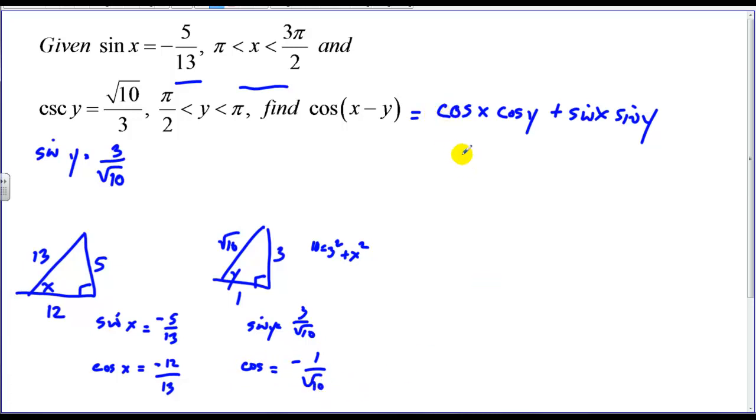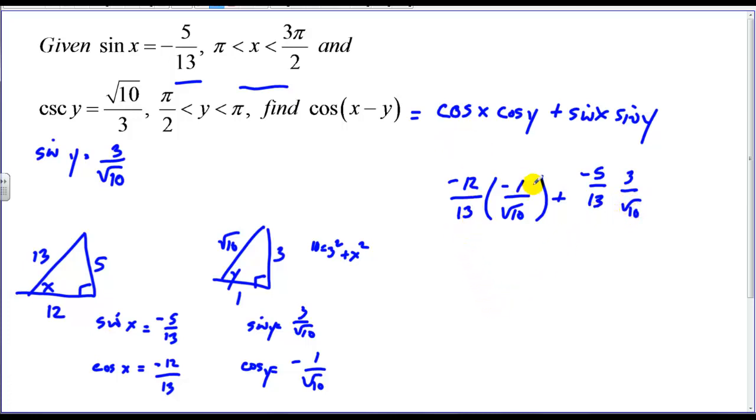And now we plug into this formula. We need the cosine of x, which is negative 12 over 13 times negative 1 over root 10, plus the sine of x, which is negative 5 over 13, and the sine of y, which is 3 over root 10.